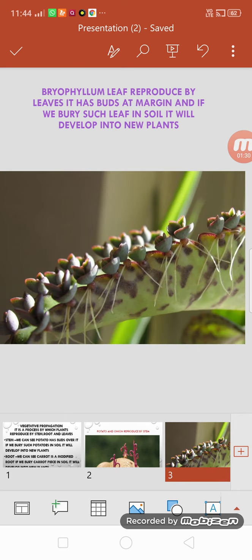But a very interesting thing I am going to tell you is about the bryophyllum plant. There is a plant called bryophyllum. Its leaves are so beautiful with several buds at the margin. As you can see in the picture, there are several buds which are lying at the margin of the leaf, and when these kinds of leaves are buried into the soil, they develop into a new bryophyllum plant.